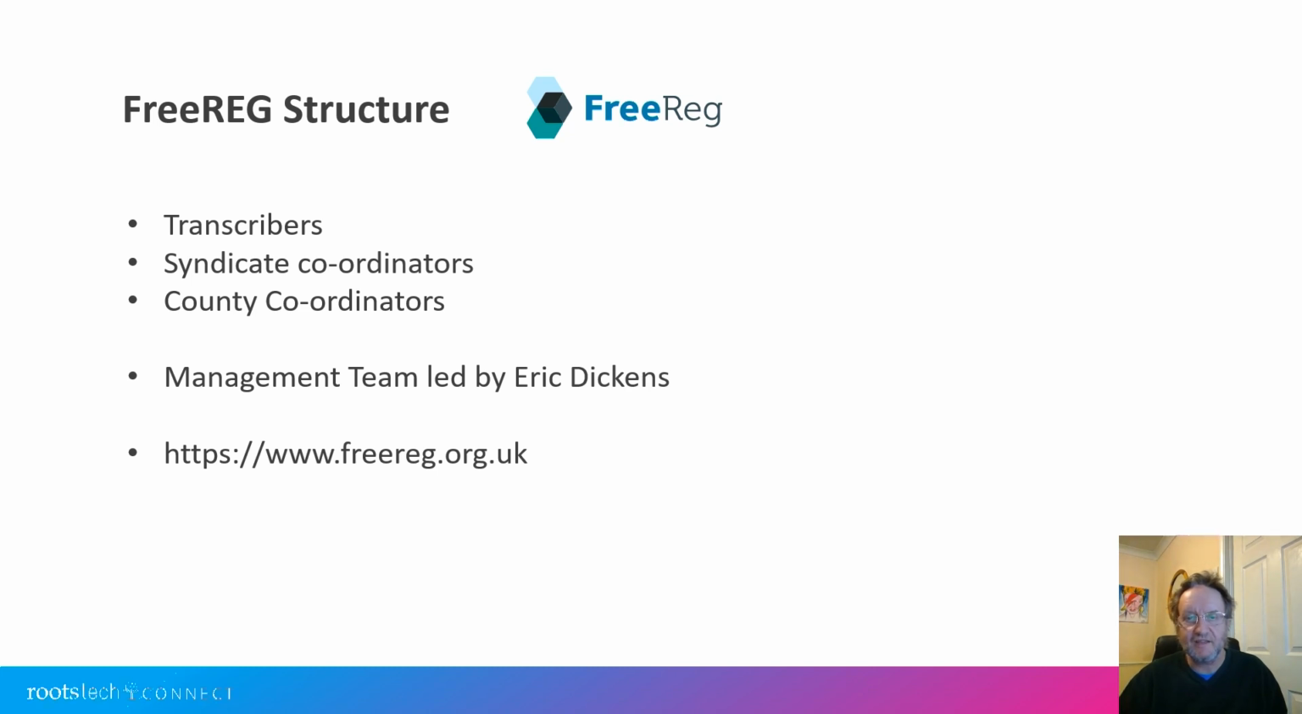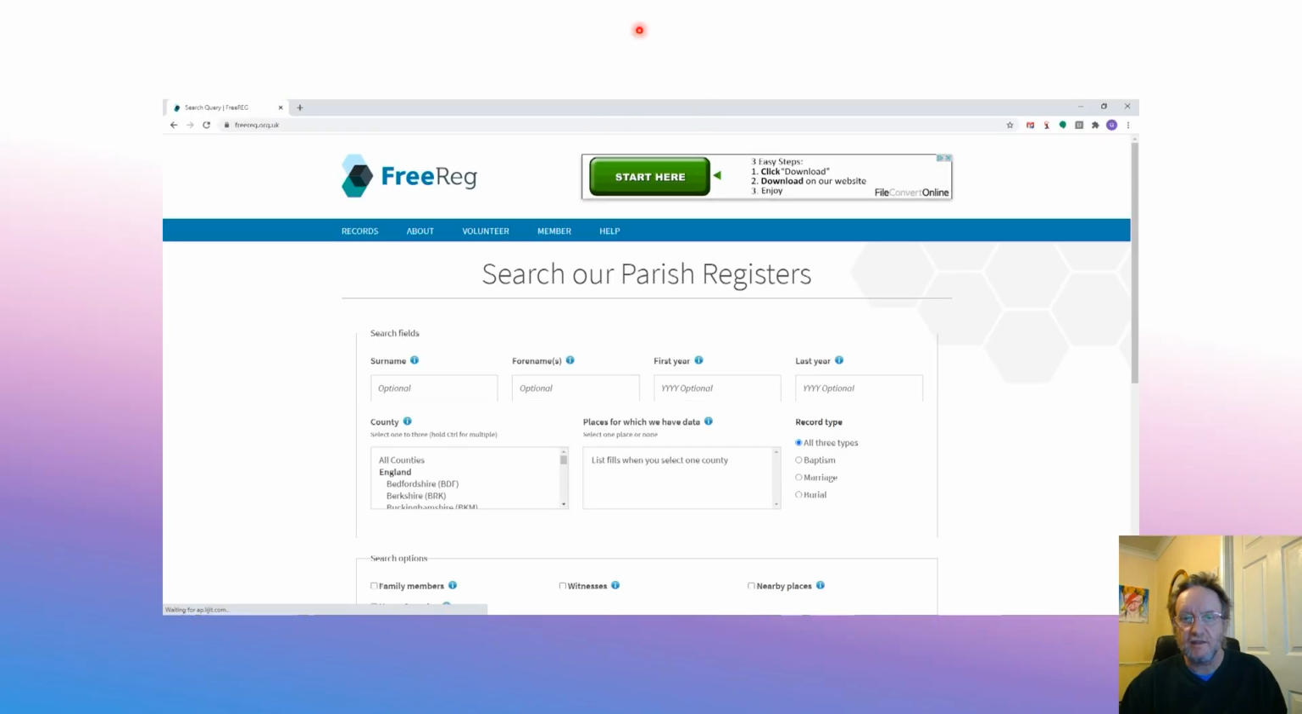The URL for FreeREG is https://www.freereg.org.uk. Now let's have a look at the site. This is the FreeREG homepage, which also contains the main search form.